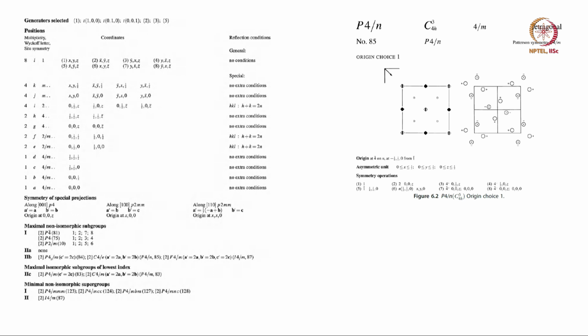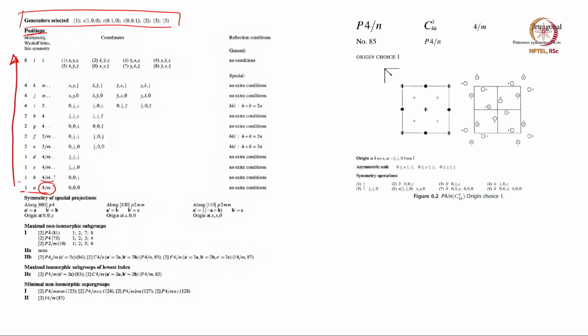So what is this? Generators, you don't need to worry too much about what the generators are, but what is important are the positions. Now here, I am actually positioning all my symmetry operations from all the different points, and I am labeling them from 1 to 8, with 1 being all those positions which have the highest symmetry, and the highest symmetry is 4 by m.